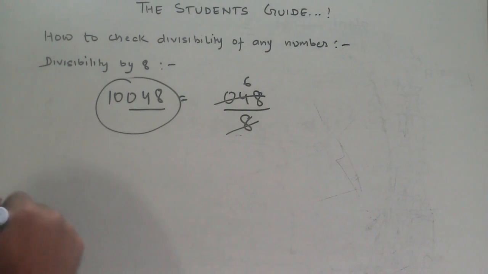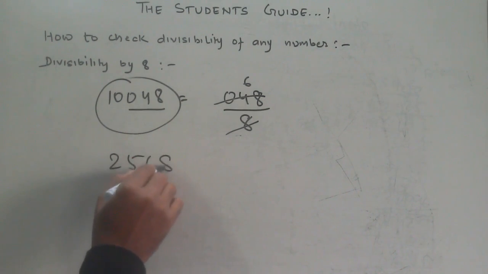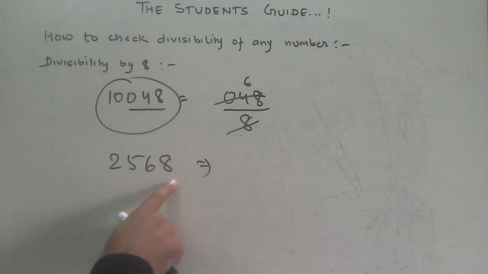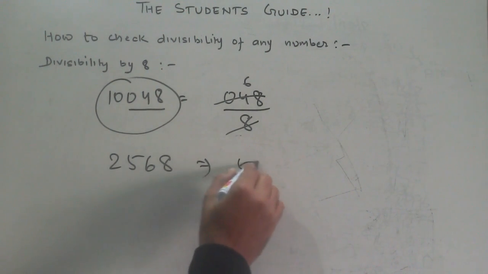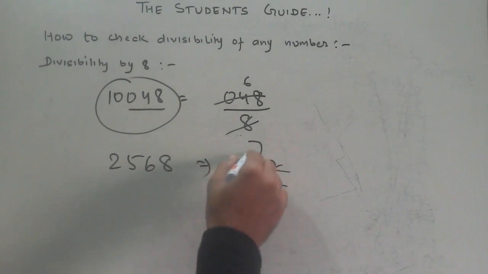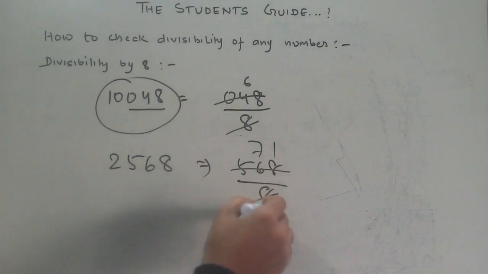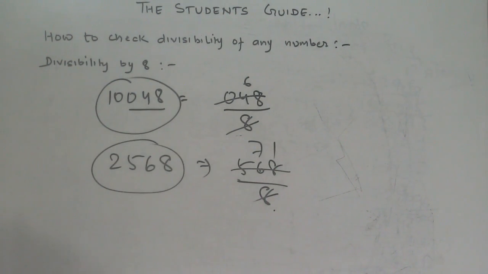Okay, let's take another example. 2568. 568 is divisible by 8. How will we see? 568 by 8. 8 sevens are 56, 8 ones are 8. So these last 3 digits are divisible by 8, hence this number is divisible by 8. Okay, I hope you got this. So let's move on to divisibility by 9.